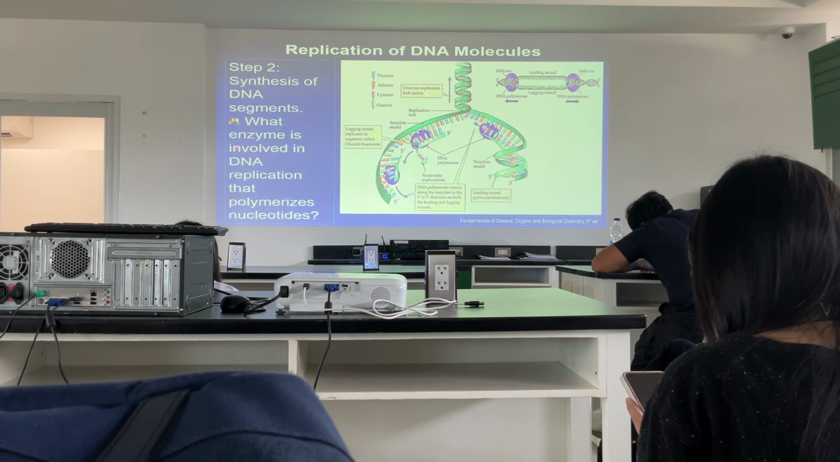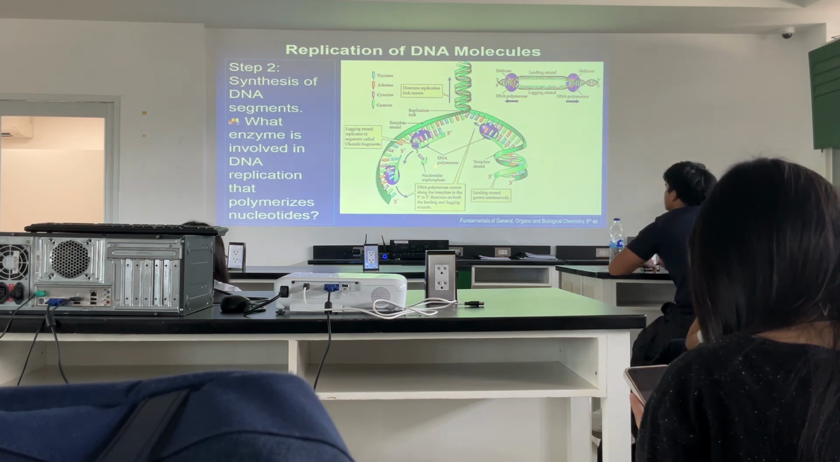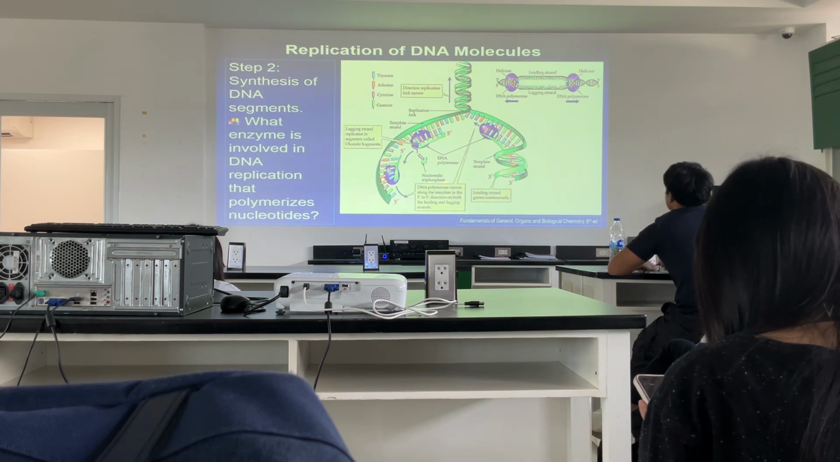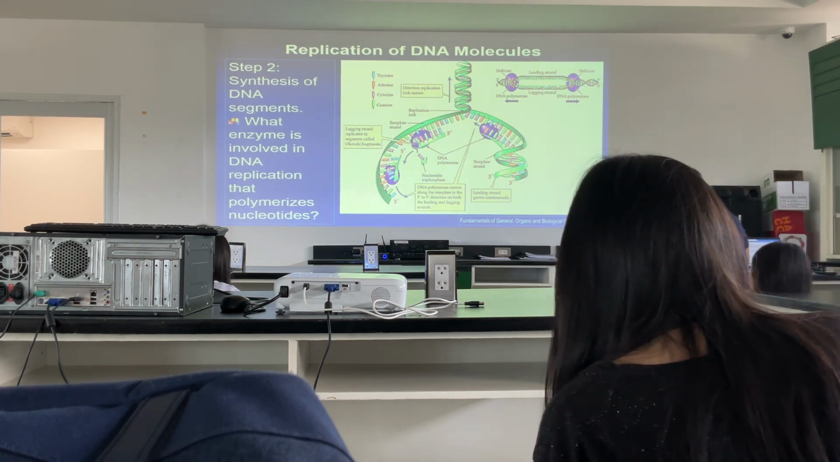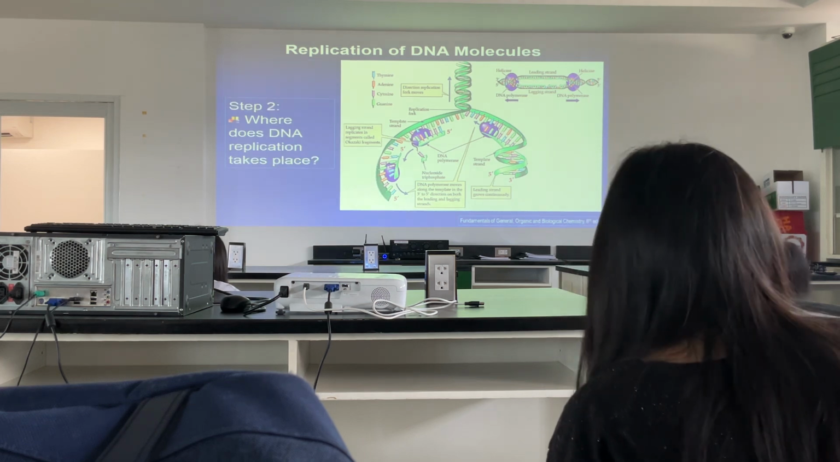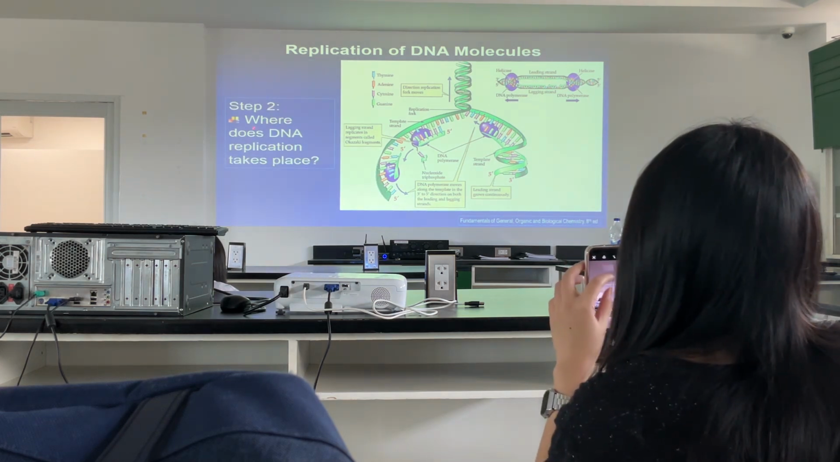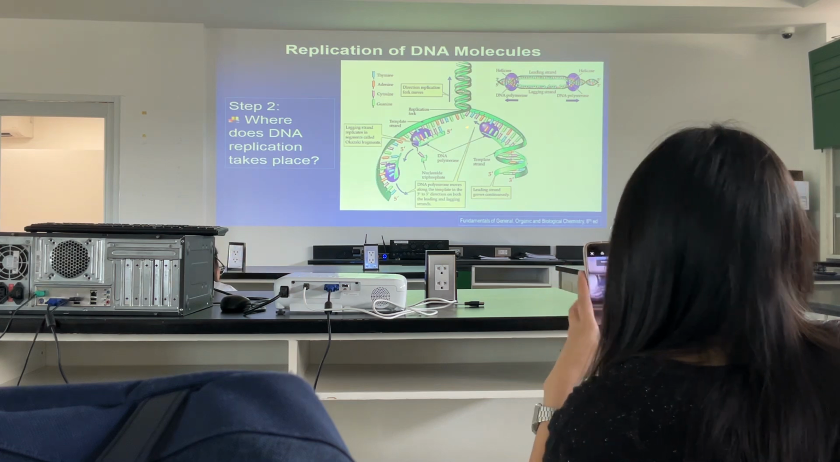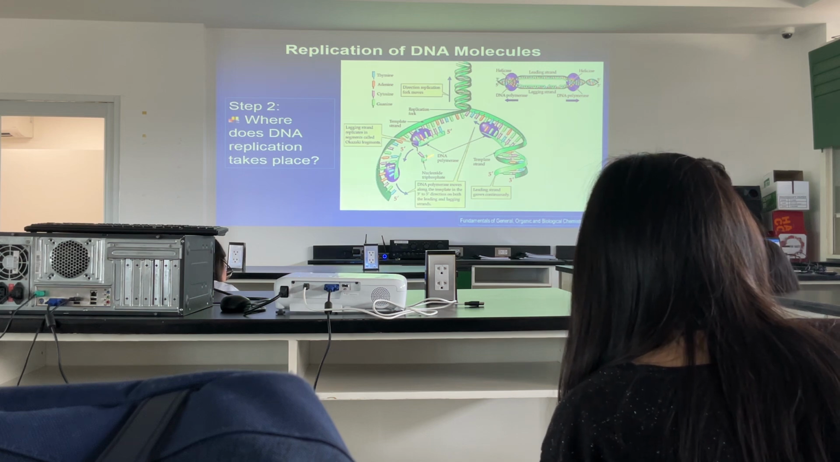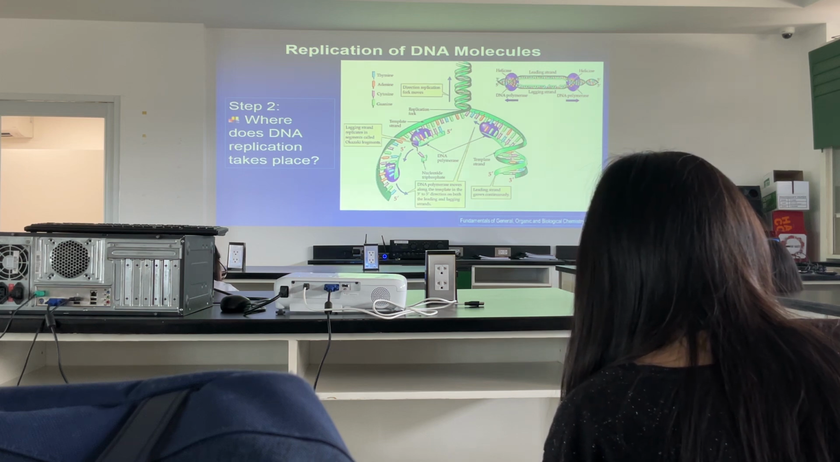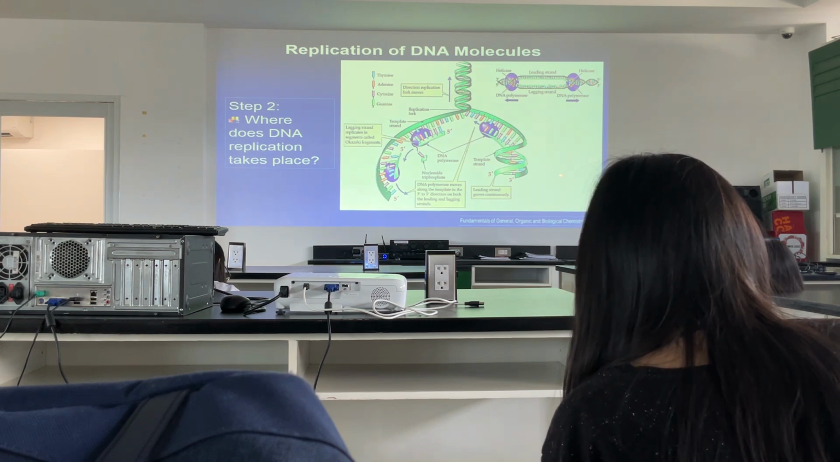So what enzyme is involved in DNA replication that polymerizes nucleotides? It's your DNA polymerase. So we'll now discuss how a new polynucleotide chain will be synthesized by DNA polymerase. So where does DNA replication take place? It takes place in each of the template strands. So DNA replication takes place in each of the template strands.